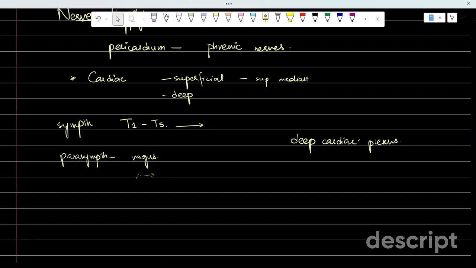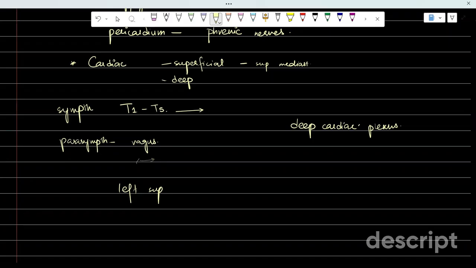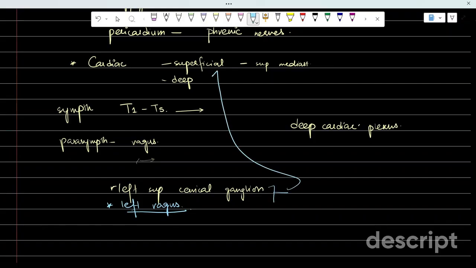However, if we talk about the superficial cardiac plexus, it is formed by only the left superior branch of the cervical ganglion. This is the sympathetic part of it. And important and high yield is that it is formed from the left vagus only. So only the left vagus, not both of the vagus nerves, contributes towards the superficial cardiac plexus, and it lies in the superior mediastinum just beneath the aortic arch.